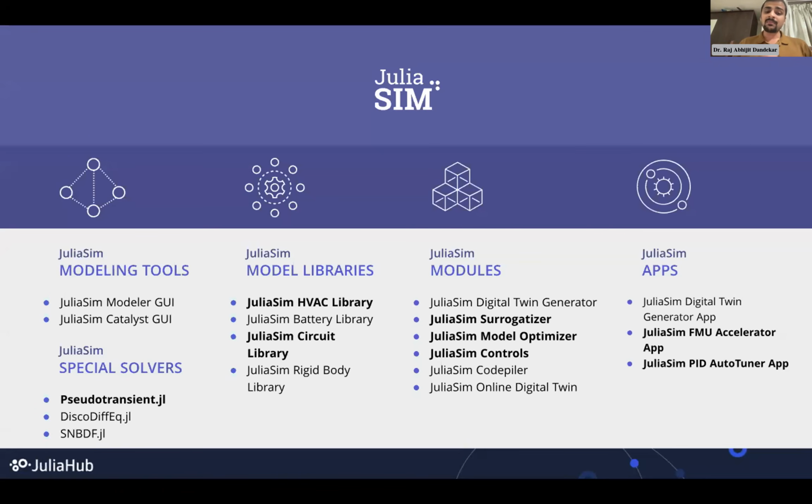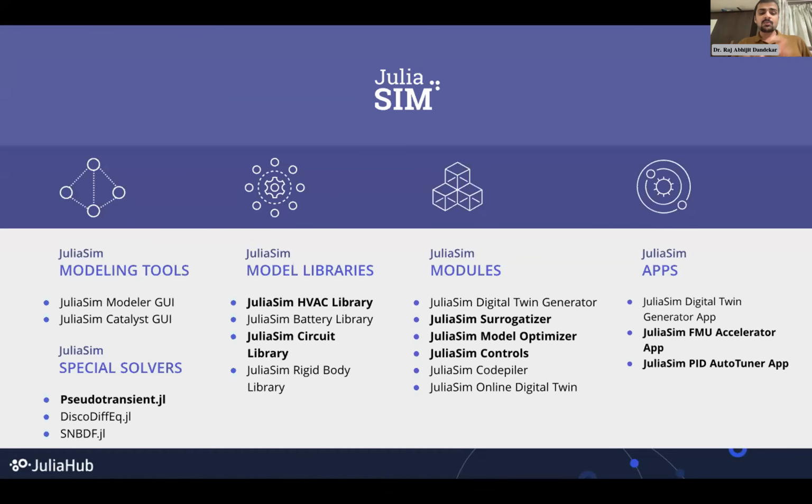Second are the model libraries. We have inbuilt custom-made libraries for HVAC, battery, circuit, and these have components which can be used across different domains as well. And finally, the modules. In this, you can see that we have surrogatizers, model optimizers, controls, digital twin generators, and lots more. I'll go a bit more deep into the model optimizer part today.